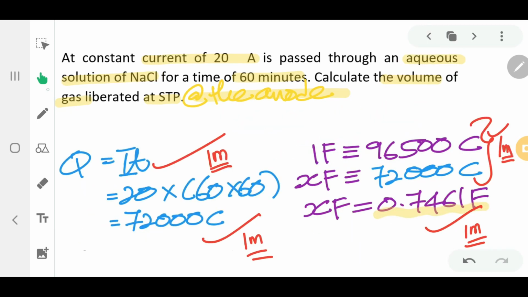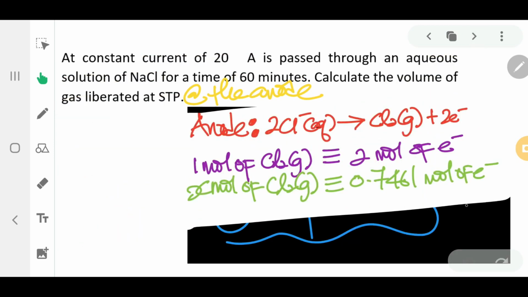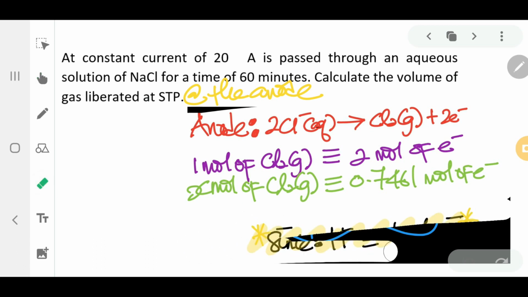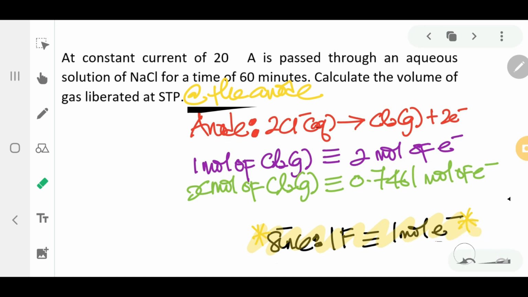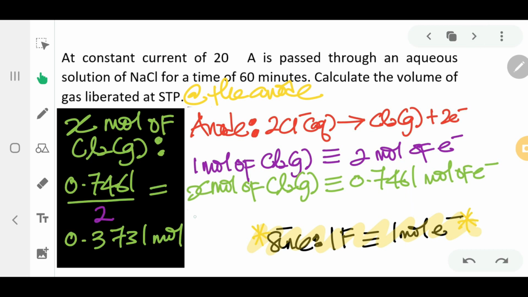from here. Okay, do remember, if you get 0.7461 Faraday, that is also going to be the same number of mole of electrons. Okay, do remember that. That is a very important relationship. So you'll get this. Okay, so since 1 Faraday equals to 1 moles of electrons, therefore 0.7461 moles of electrons right here. And we're just going to find out the X mole of chlorine gas being liberated when you have this amount of electrical charge. So when you do cross multiplication, you'll get this.